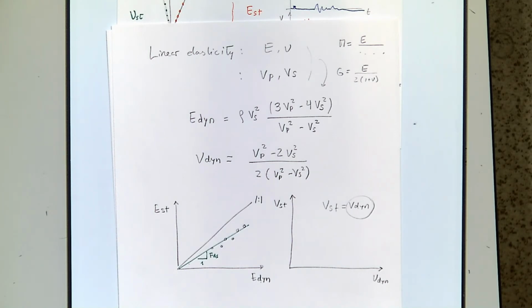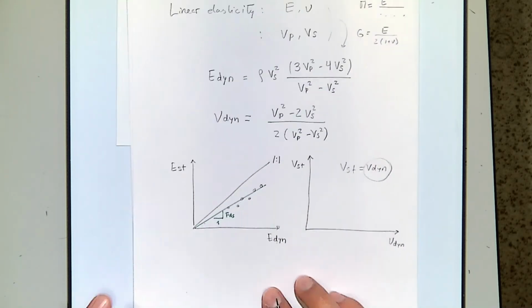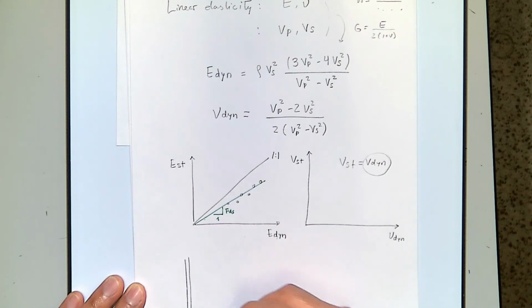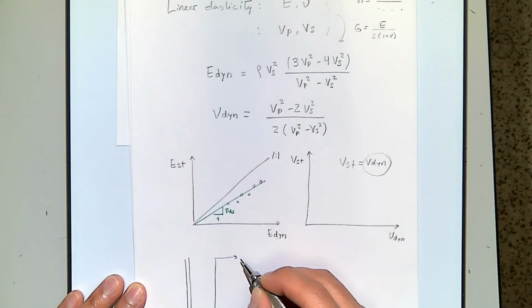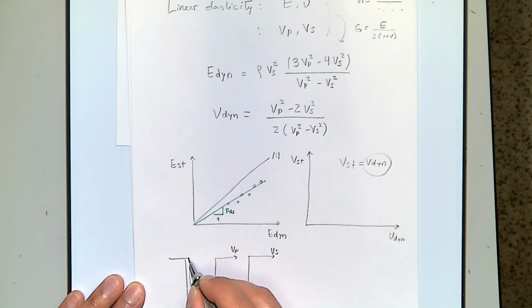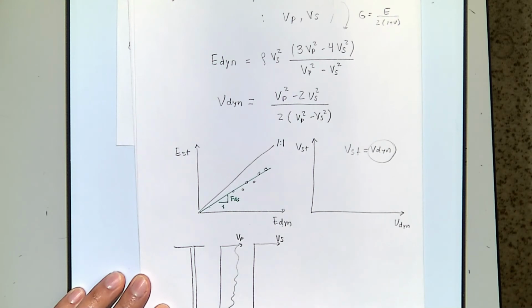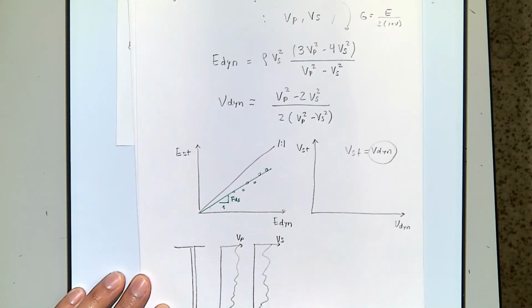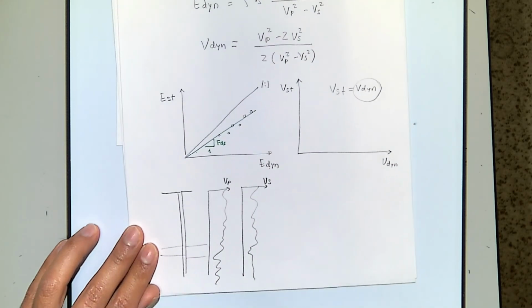We are trying to use dynamic measurements to represent static measurements because we have much more availability of dynamic measurements. We can measure dynamic measurements as a function of space. Imagine if you have a wellbore, you can get continuous measurements of Vp and Vs. So if there is, for example, some characteristic layer that is changing that Vp and Vs, we can have a continuous map of that.